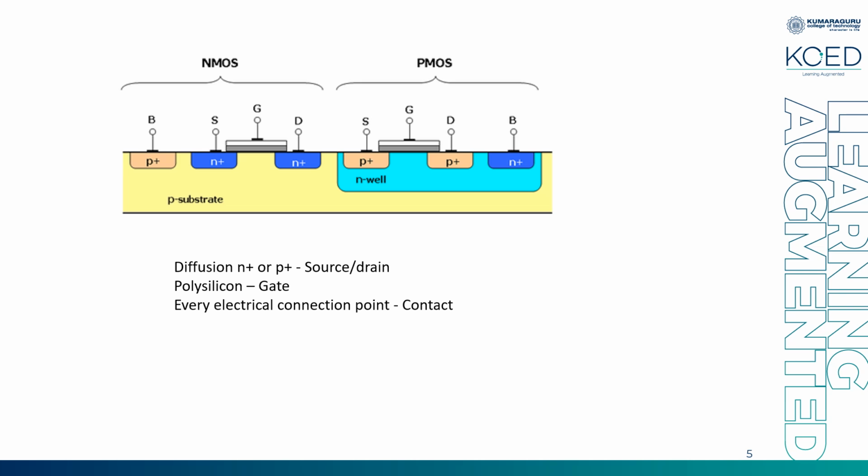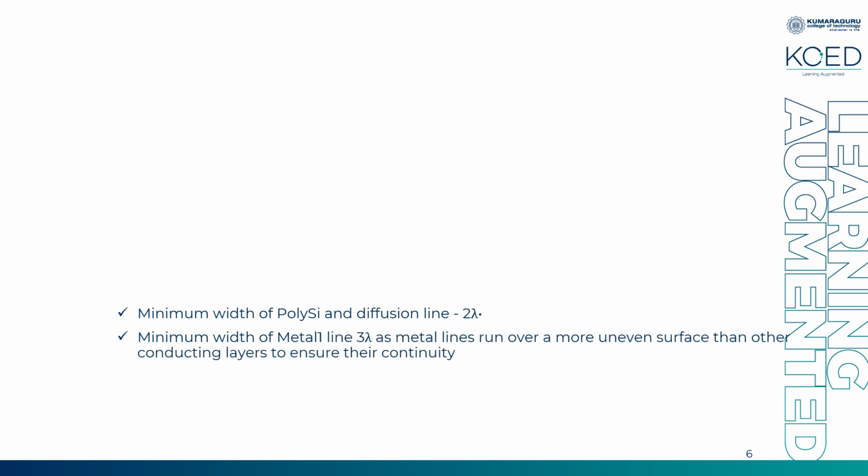Everything that you see in a conventional MOSFET, all the terminals, will be mentioned as layers. It will be called by its layer. Now we'll start looking at the minimum spacing and minimum width. The minimum width of polysilicon and diffusion lines has to be 2 lambda, be it N diffusion or P diffusion. And the minimum width of the metal one line has to be 3 lambda.